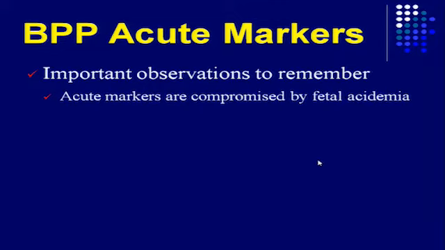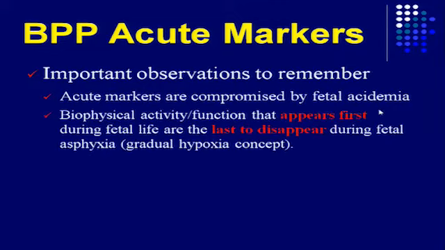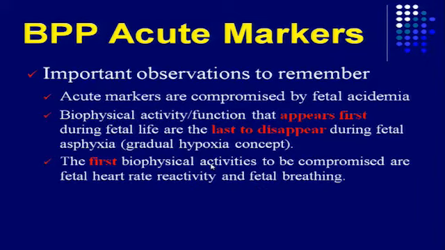So observations to remember is that acute markers are compromised by fetal acidemia. The biophysical activity functions that appear first in fetal life are the last to disappear. So one of the last things we see are the fetal breathing and the heart reactivity. Those are the last to come, but they should be the first things to disappear. So the way they come, they disappear the other way.